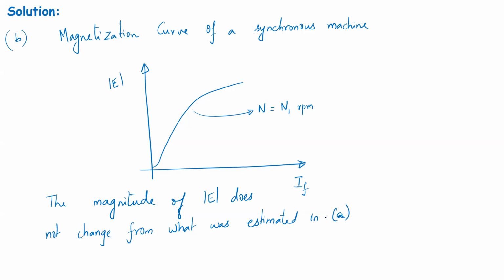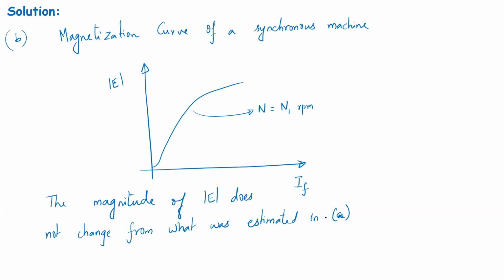Please note, it is only the magnitude that does not change. The angle, which is the power angle delta, can definitely change depending upon the operating condition. So that is something very important you need to keep in mind. The speed does not change because the machine is connected to an infinite bus, and at an infinite bus, the frequency cannot change. And since the speed and frequency are directly dependent, the speed cannot change.